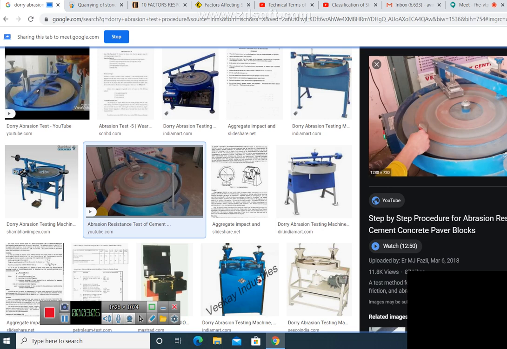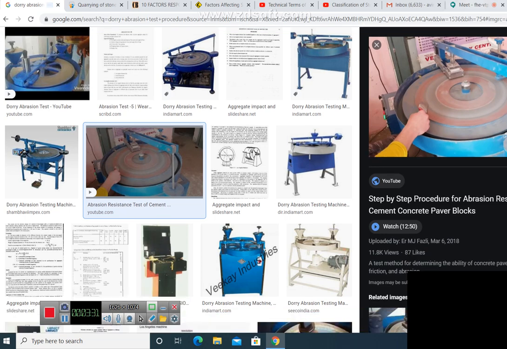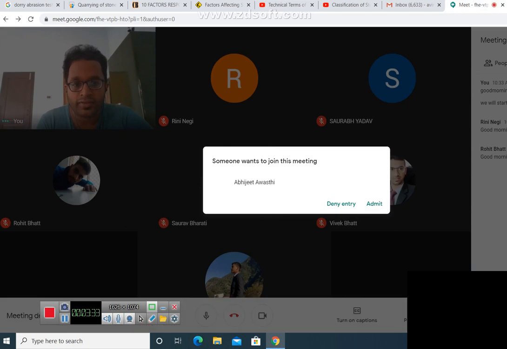You know the initial weight of the stone sample, and after a certain time period, you will be revolving the disc for 500 times. So, after 500 revolutions, if you observe the loss in weight of the stone, you will get how much loss has occurred. That will give you a measure of the hardness. Okay. So, this test is known as the Dory abrasion test.